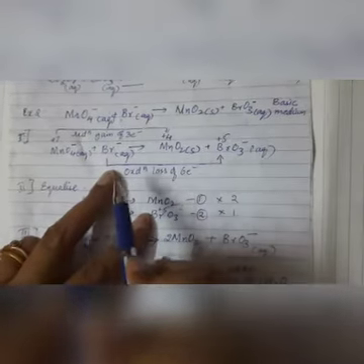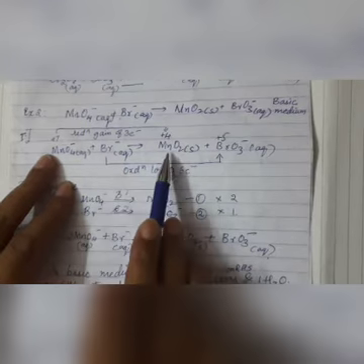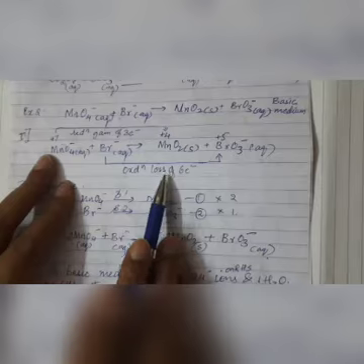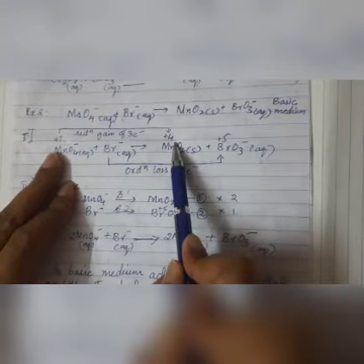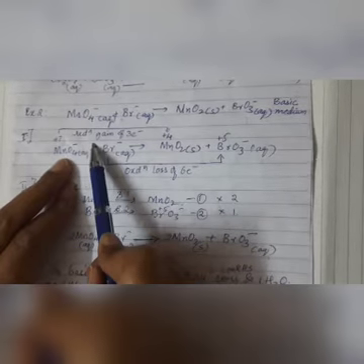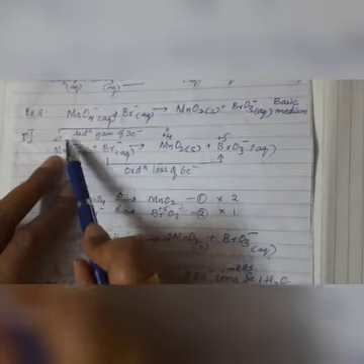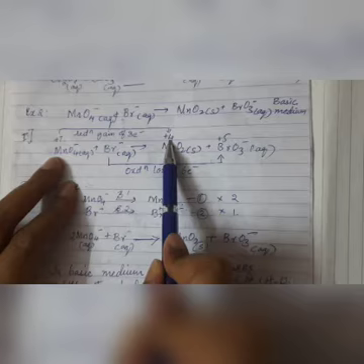After assigning the oxidation number, we have to look for which is undergoing oxidation and which is undergoing reduction in these species. +7 is reduced to the +4 oxidation state. That means it is undergoing reduction. How? By the gain of 3 electrons. So the +7 state is reduced to the +4 state. So this is the reduction.